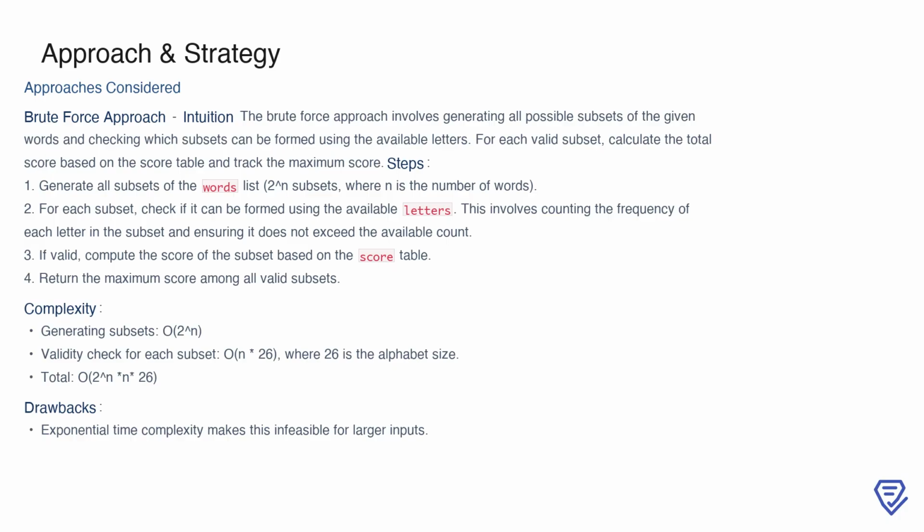However, this approach has significant drawbacks. Generating all subsets is computationally expensive, requiring 2 to the power of n operations. Additionally, validating each subset adds another n * 26 complexity, where 26 represents the number of letters in the alphabet. The total complexity becomes 2 to the power of n times 26, which is impractical for larger inputs due to its exponential growth. This inefficiency highlights the need for a more optimized solution.